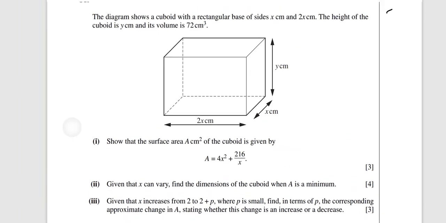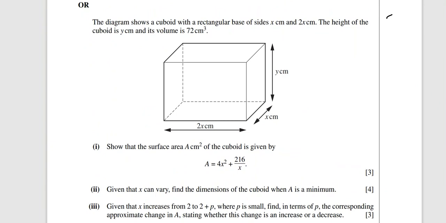Okay, I have cleaned it for the second part. Now, they say the diagram shows a cuboid and they have given its dimensions. Show that the surface area of the cuboid is given by this. Is it closed or open? Okay, so it is closed.